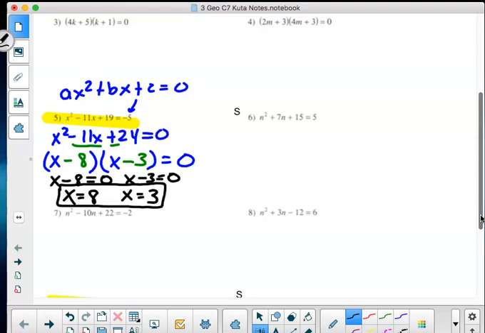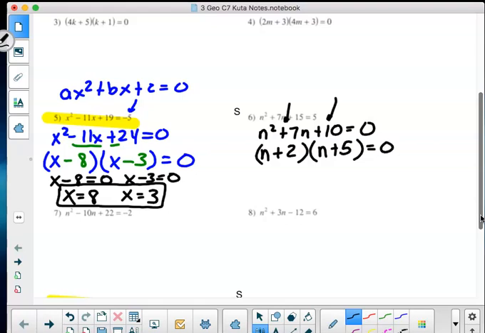Okay, so we subtracted 5 this time, so we have n squared plus 7n plus 10 is equal to 0. Now, I need two numbers that will multiply to be 10 and add to be 7, and they both are the same sign because I've got a plus here and a plus there. When I multiply them, they're both going to be plus. I think of 1 and 10, 5 and 2. Hey, 5 and 2 make 7. They're making 0. Use my zero product rule to find the possible values for n, which are n is equal to -2 and n is equal to -5.